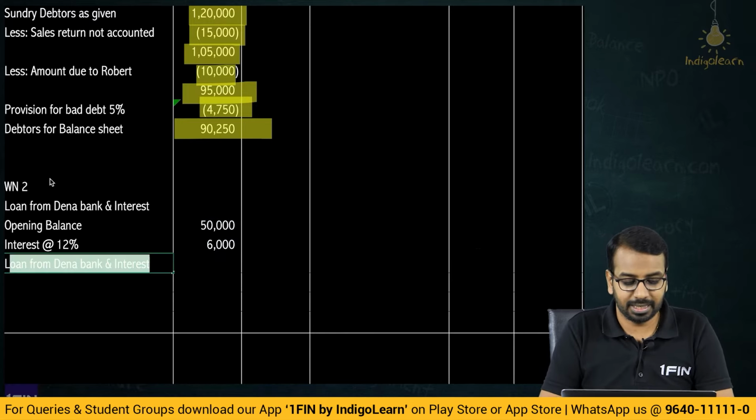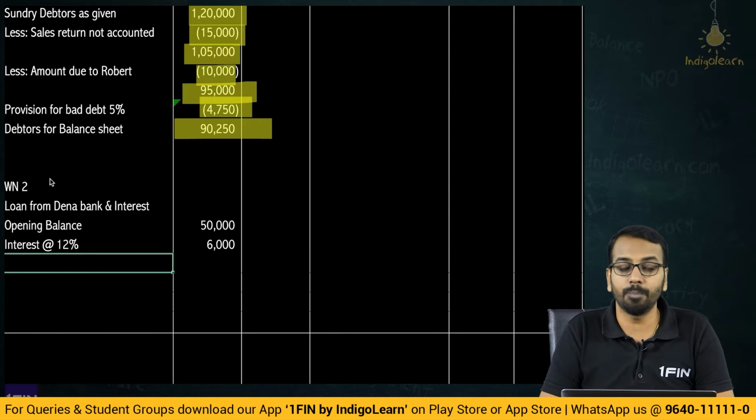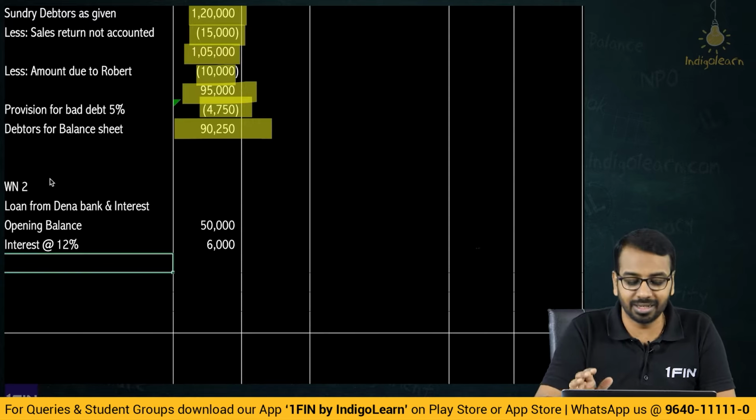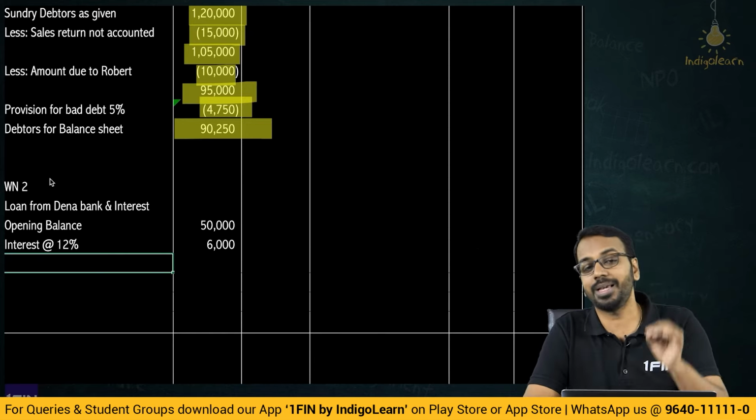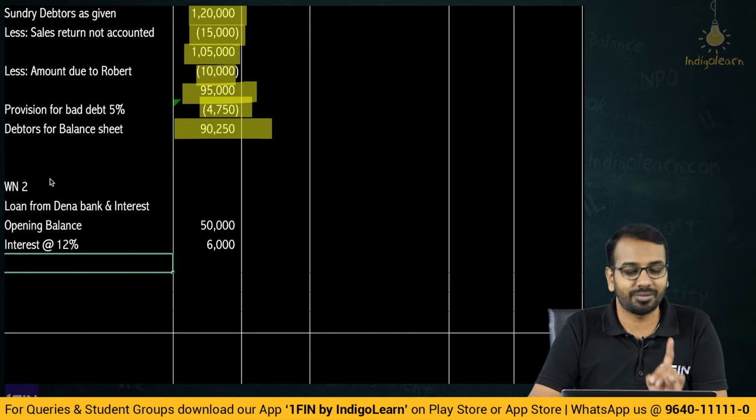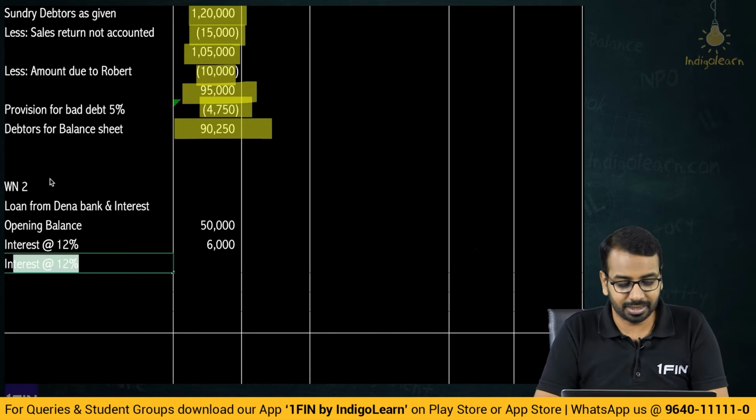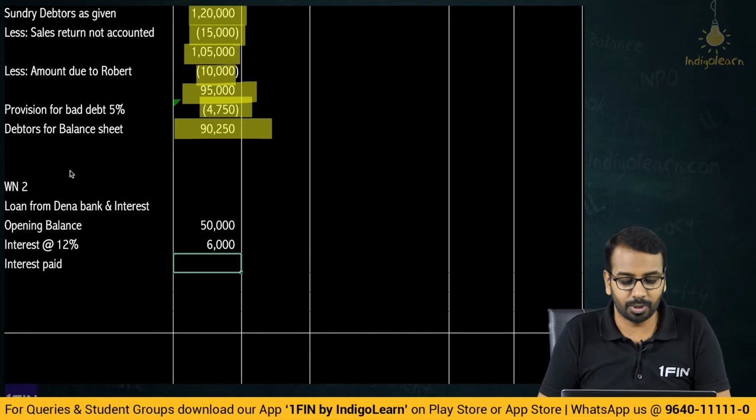Okay. Less how much we have paid. So interest payable for the entire year is 6,000. We have to pay 6,000 of interest to Dena Bank. Did we pay the entire 6,000? We did not pay the entire 6,000. Interest paid is how much?